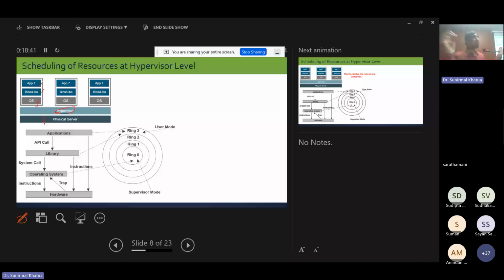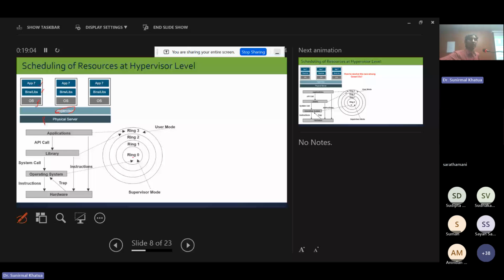That is, if we run 2 ring 0 instructions, there may be a race condition. The resource may be affected. As we go higher, the sensitivity reduces, and at the top level, ring 3, the instructions can be shared, so they will not affect the final resource usage. You can see that the application and the library map to the user level, and the operating system maps to the privilege mode.